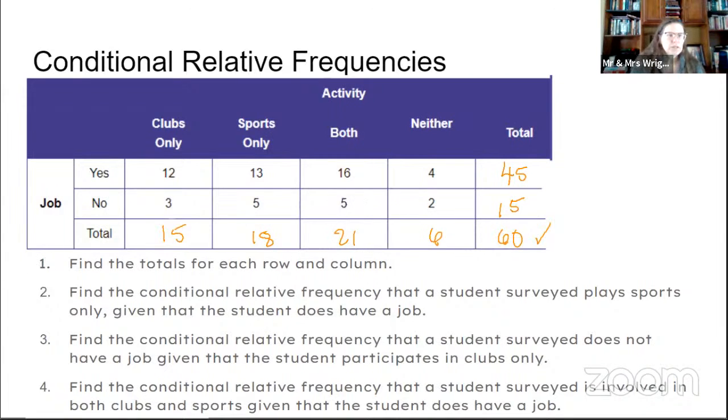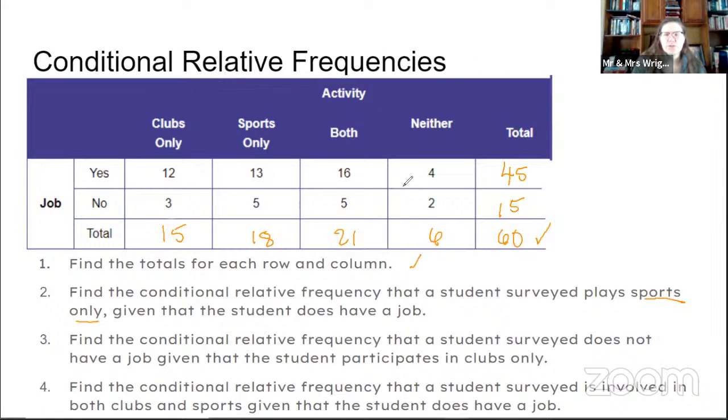Okay. All right, so let's see what questions were asked. Find the totals for each row and column. We've already done that. Check. All right. Find the conditional relative frequency that a student surveyed plays sports only, given that the student does have a job. All right, so these are the students that do have a job, and we want to know that the student surveyed plays sports only.